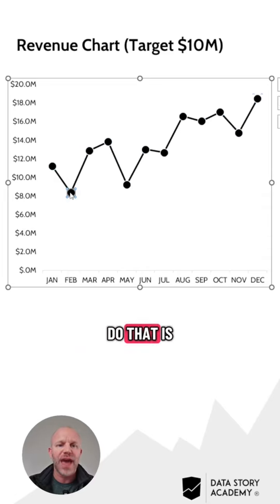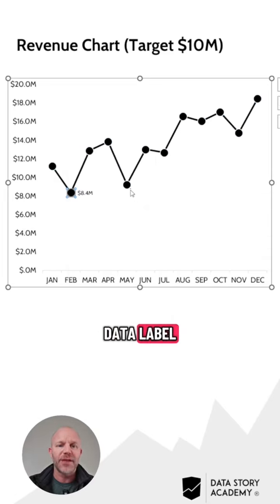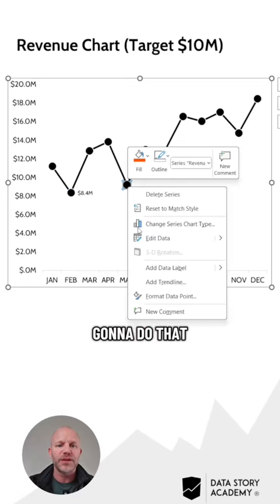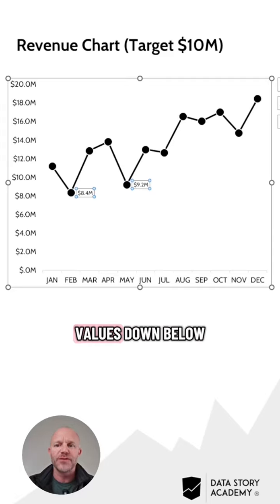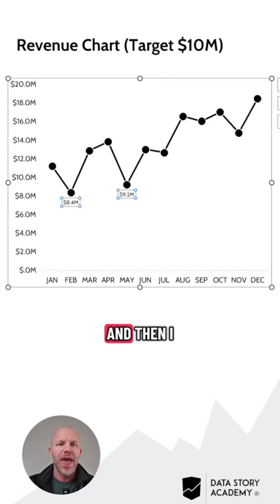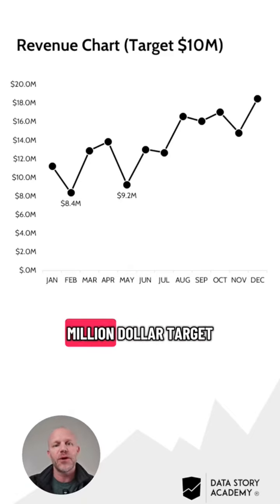So a way to do that is just click on an individual point and select add data label. So I'm going to do that for the month of February, but I'm also going to do that for the month of May. And then you can adjust these if you want. Maybe I want to put the values down below, and then I might actually want to make them a little bigger, just so you can see them better. All right, so now I'm revealing the 2 months that are below that $10 million target.